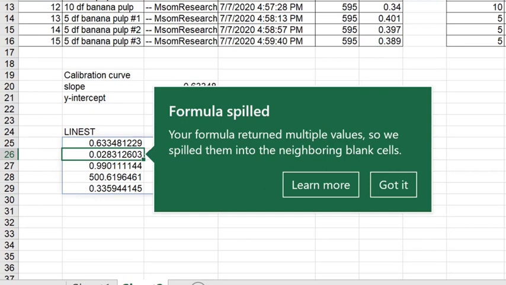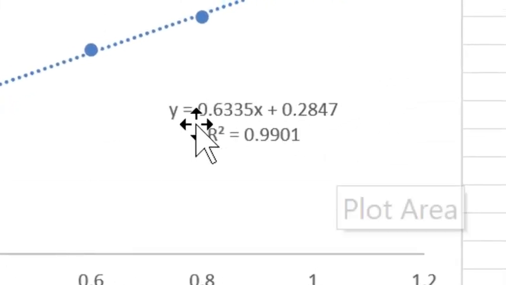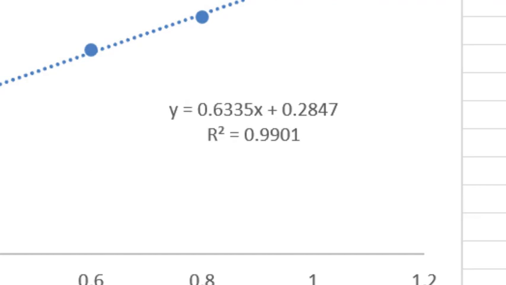Since LINEST is an array function, you can see that I got more than one entry here. So to interpret the outcome of LINEST, you probably already realized that this first entry here is the slope, and the second entry is the y-intercept. Also, this number 0.99 might look familiar to you. That was the R-squared value.